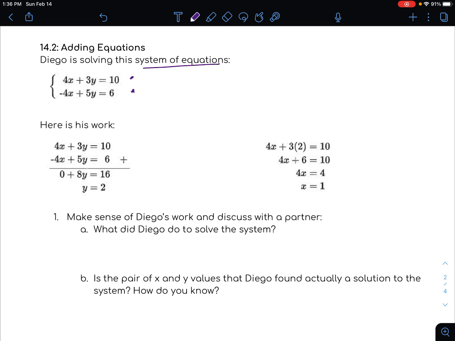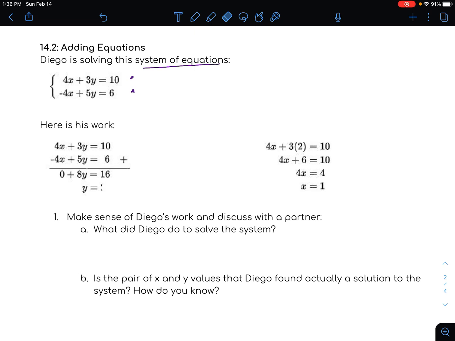Notice a line is drawn below the system, and it looks like there's a plus sign there. So it looks like he's adding them together vertically right here. So 4x plus negative 4x is 0. 3y plus 5y is 8y. 10 plus 6 is 16. So it looks like he is adding the equations together vertically and then solving for the y variable. Notice that the x disappears and you just have the y that's left, and then he solves for it.